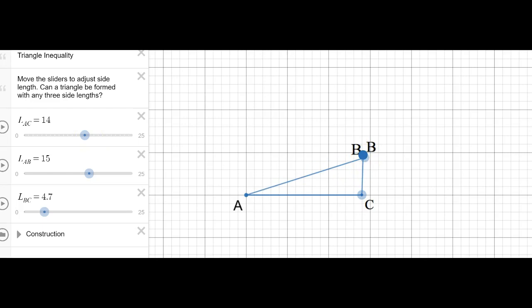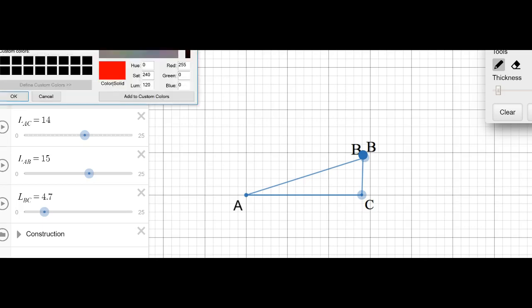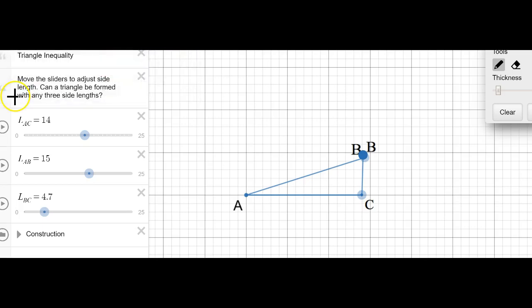So now again, let's look at the two smaller sides. So my smaller sides now are 14 and, we're not writing here, but that's okay, 14 and 4.7, and we can see that 14 plus 4.7 is 18.7, which is definitely more than 15.